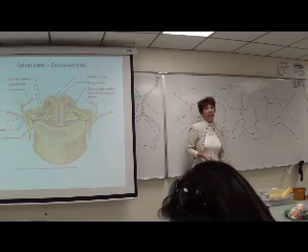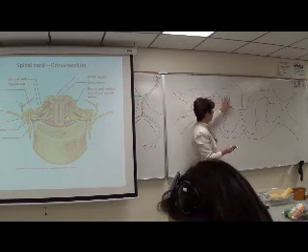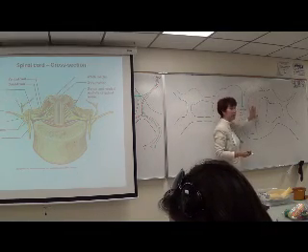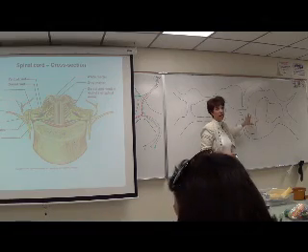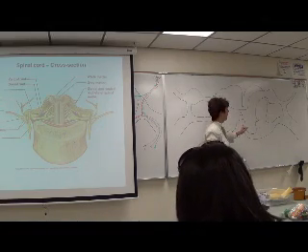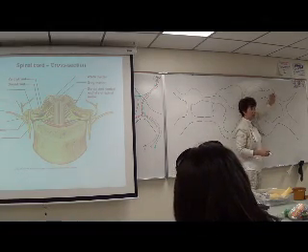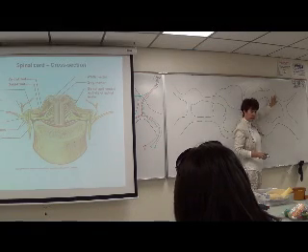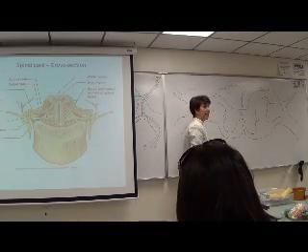And so if we have a collection of cell bodies inside the central nervous system, these are going to be nuclei, and we're not going to learn the names of the various nuclei. This is a collection of cell bodies outside the central nervous system, so it's going to be called a ganglion.